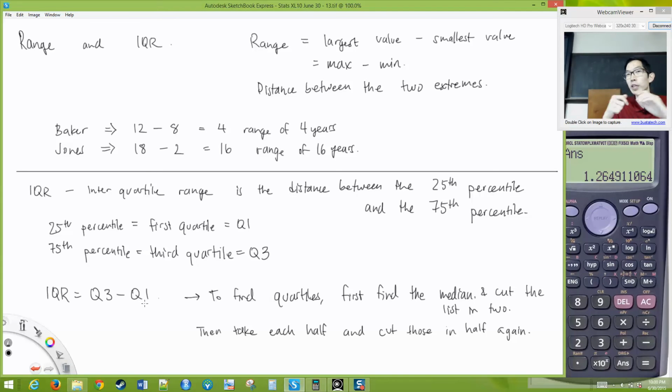Whereas for the range, maybe they admitted someone with a very low GPA under exceptional circumstances. So the range might be very large, but the IQR might be a lot smaller, giving you a better representative picture, because the range is affected by people at the extreme ends. The IQR is not. The mean is affected by extreme values, the range is affected by extreme values, and the standard deviation is also affected by extreme values. The median is not affected by extreme values, and the IQR is not affected by extreme values.